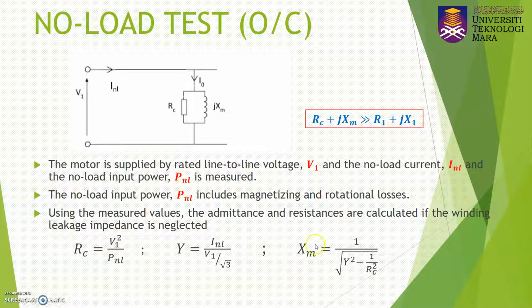In order to calculate XM, first of all you need to find the value of the admittance. Y will be equal to the current divided by the voltage. The current is I no load, and since the induction machine is in a 3-phase configuration, you need to divide V1 by square root 3 to get the voltage. Once you find the value of Y, or the admittance, you can determine the value of your XM by using this formula.